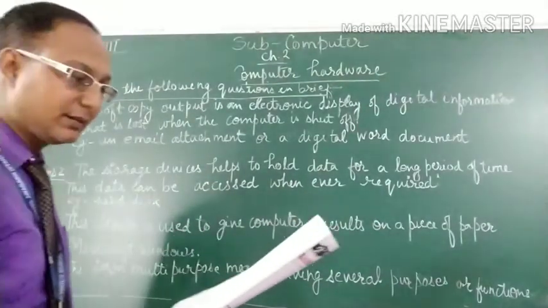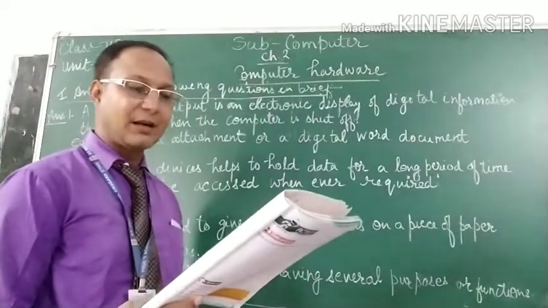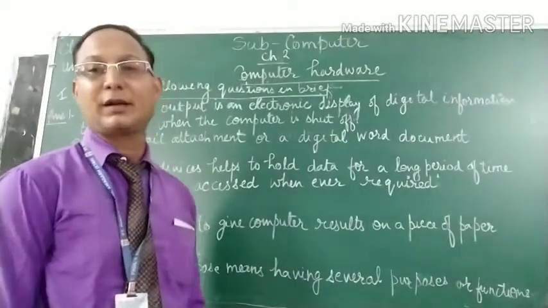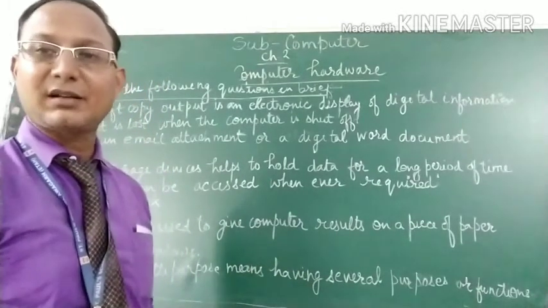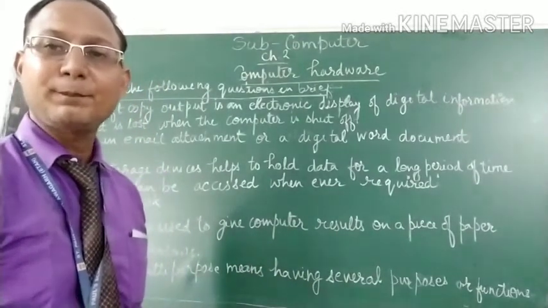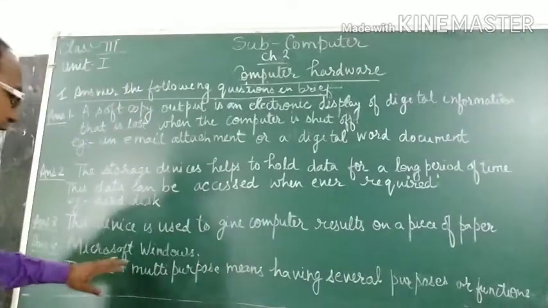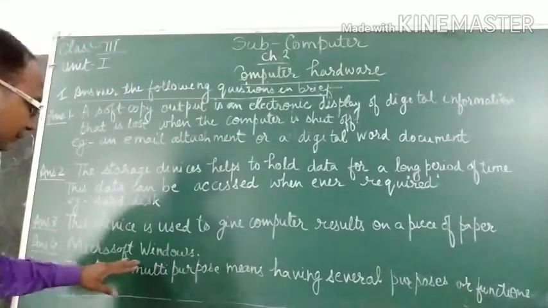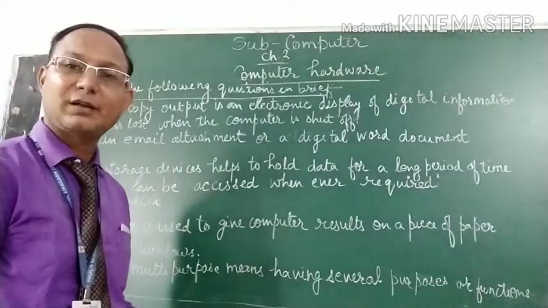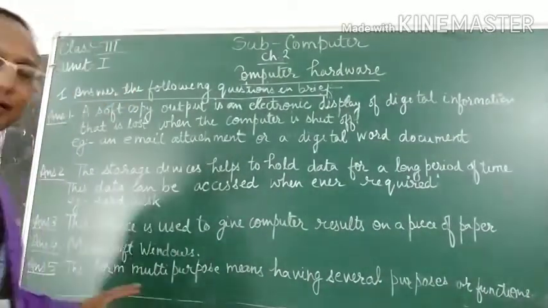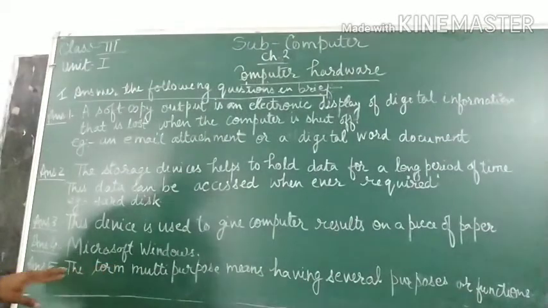Next question, that is, give an example of operating system software. Here in this question we need the example of operating system software. So the answer is Microsoft Windows. Yes, Microsoft Windows is an example of operating system software. Is it clear? Microsoft Windows. Okay?